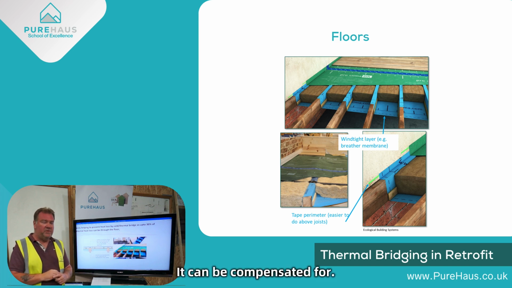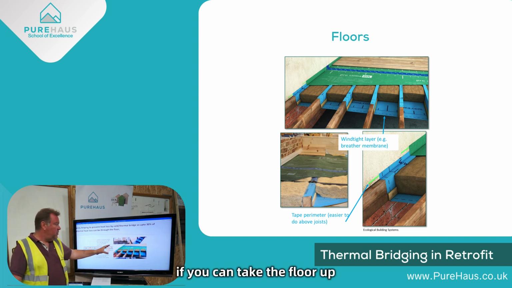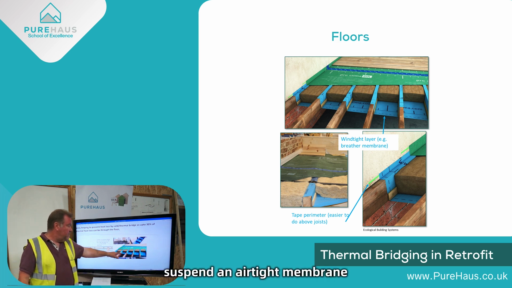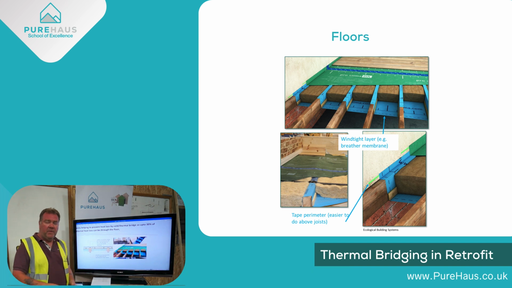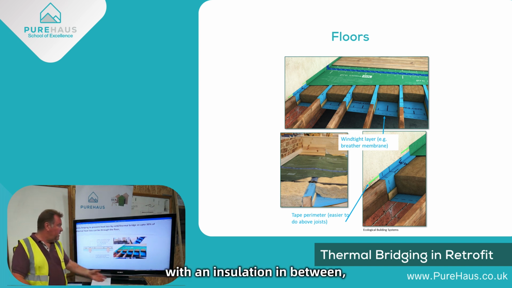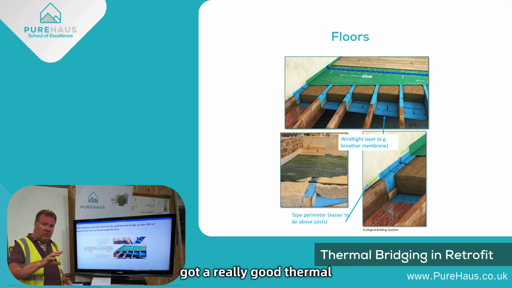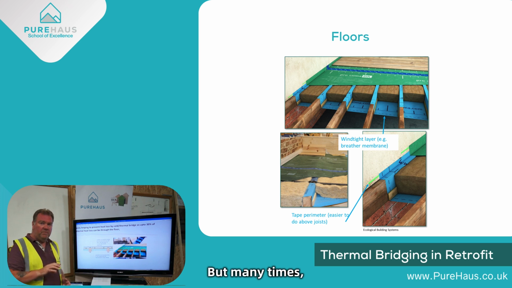It can be compensated for. Here is just one method. This is if you can take the floor up to the individual joists, suspend an airtight membrane with an insulation in between, then an insulation over the top and the floor, you've got really good thermal floor. But many times this isn't possible.